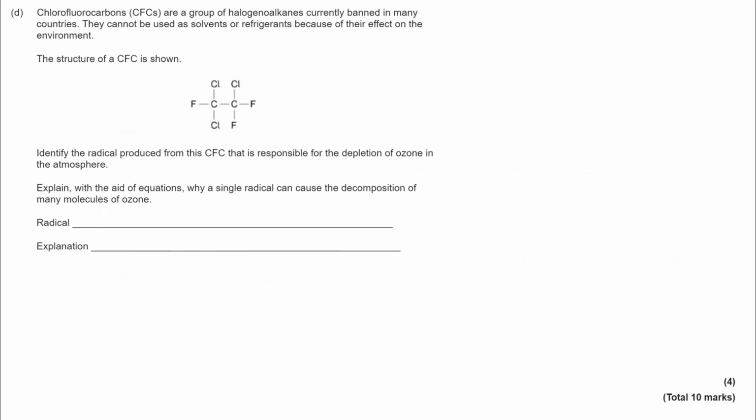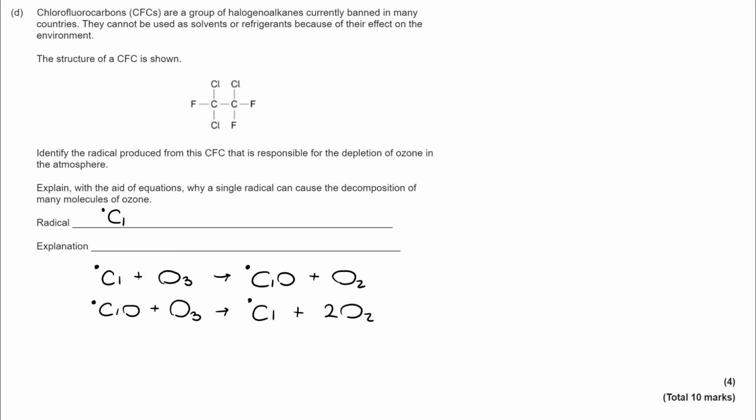Moving on to part D, and we've got chlorofluorocarbons, CFCs, and we've got the structure of a CFC here. We've got a trichloro, trifluoro, ethane. Now, with the aid of equations, why can a single radical cause the decomposition of many molecules of ozone? Once again, we are dealing with a chlorine free radical. The equations are direct from textbook, direct from notes, and you do have to know these equations pretty confidently.